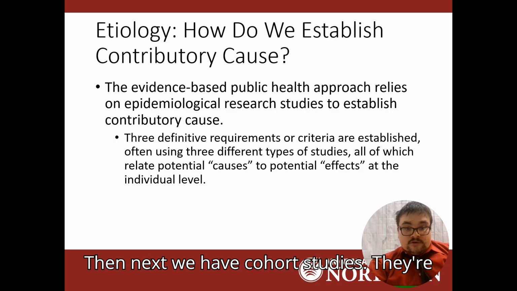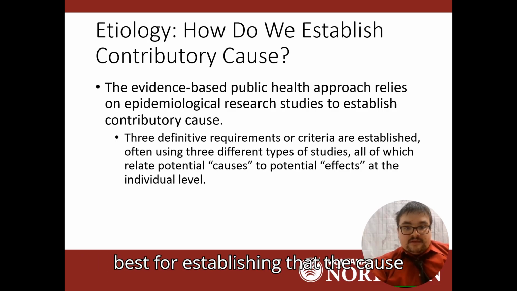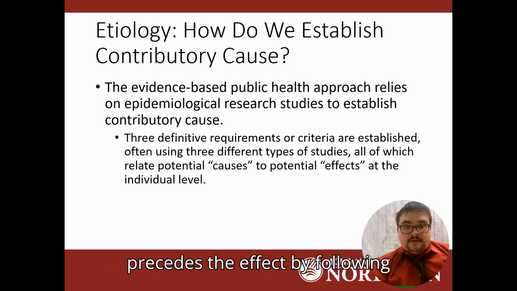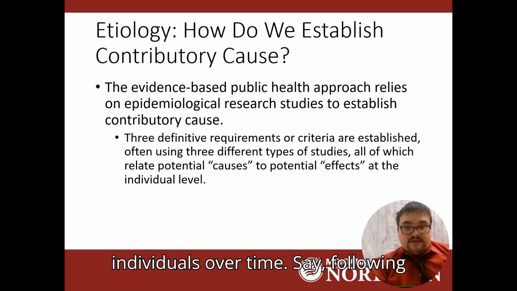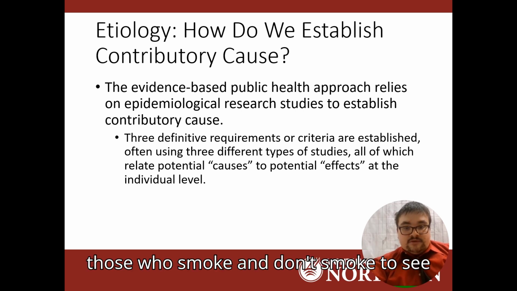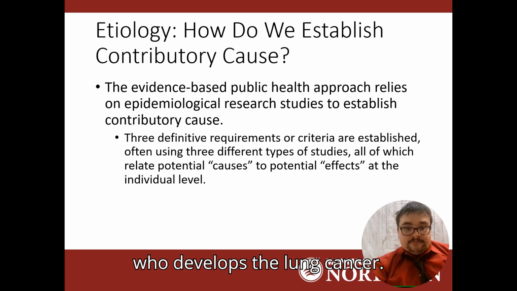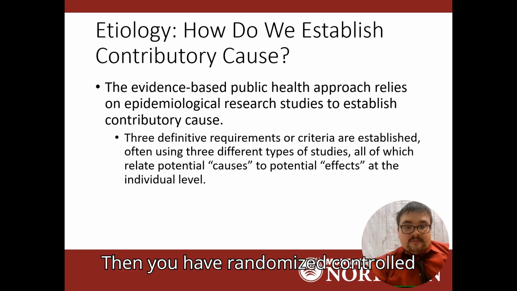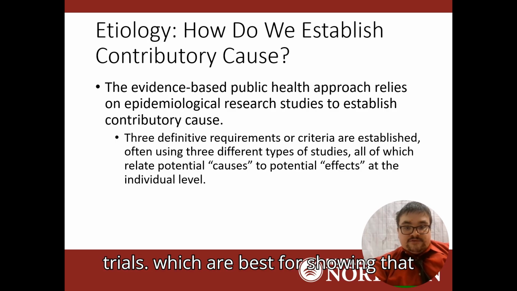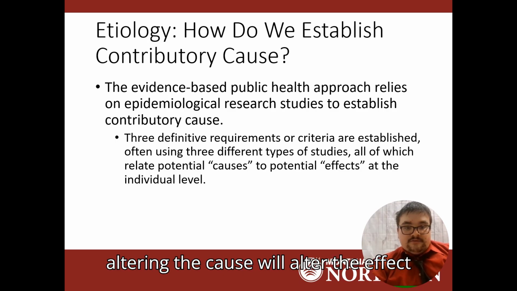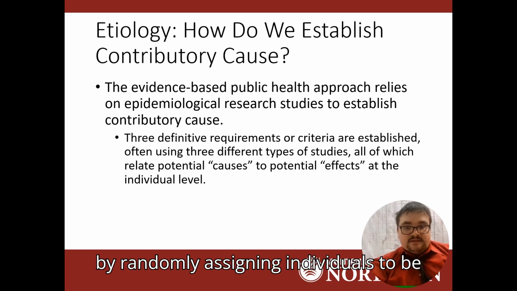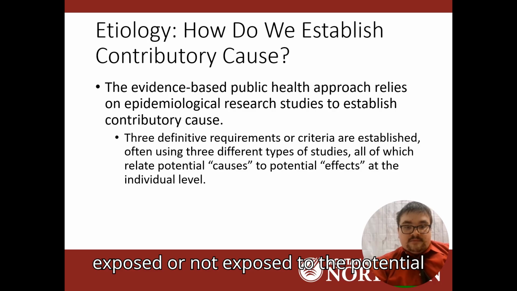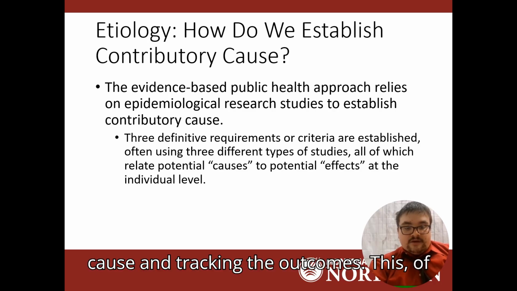Then next we have cohort studies. They're best for establishing that the cause precedes the effect by following individuals over time. Say following those who smoke and don't smoke to see who develops the lung cancer. Then you have randomized control trials, which are best for showing that altering the cause will alter the effect by randomly assigning individuals to be exposed or not exposed to the potential cause and tracking the outcomes.